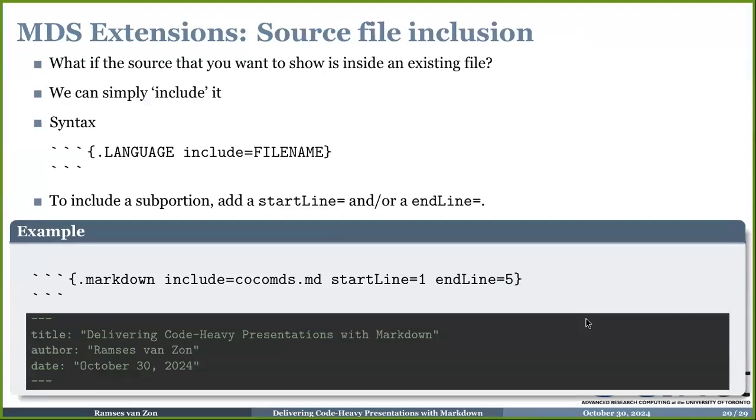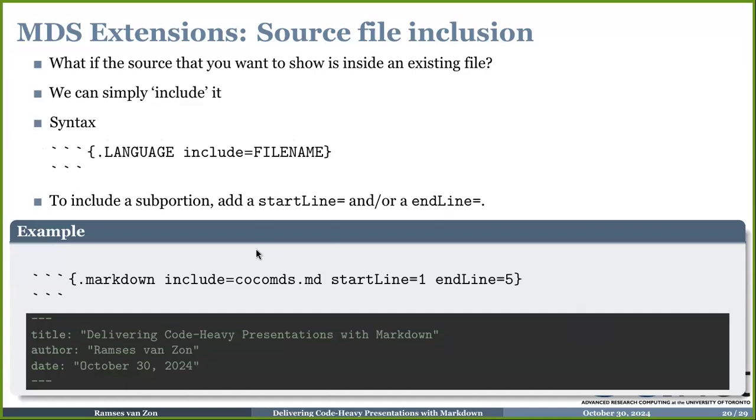One that I really, really like is this idea of having source inclusion. I said that doesn't exist. Part of the MDS script is to take, whenever it says include a file, to include that file into a temporary Markdown before it gives it to Pandoc. So this is all pre-processing. The syntax is triple slashes, a triple backtick, your language again with the dots, and then include equals. And if you want a subportion, you can add extra options like start line and end line.